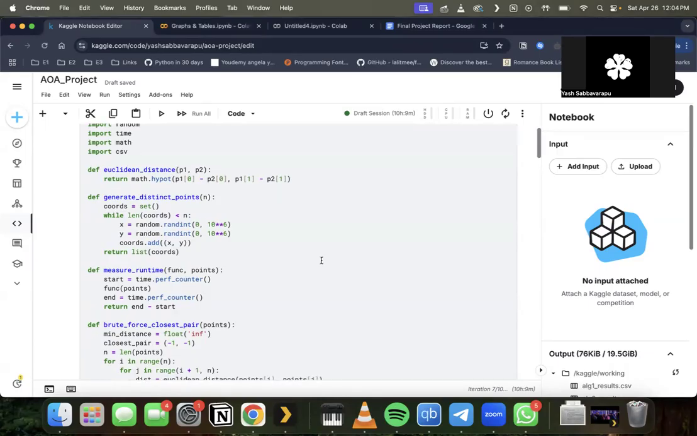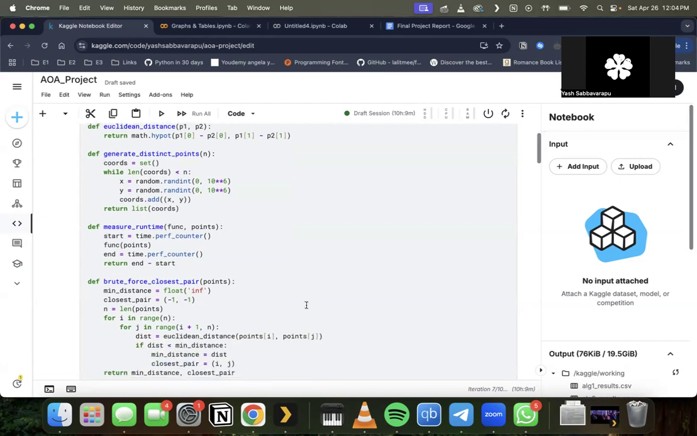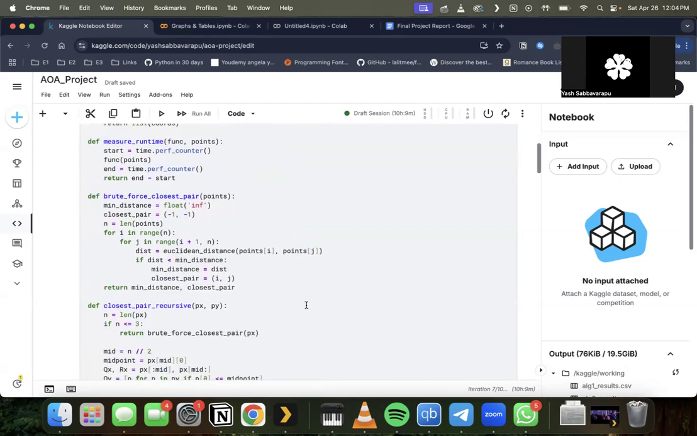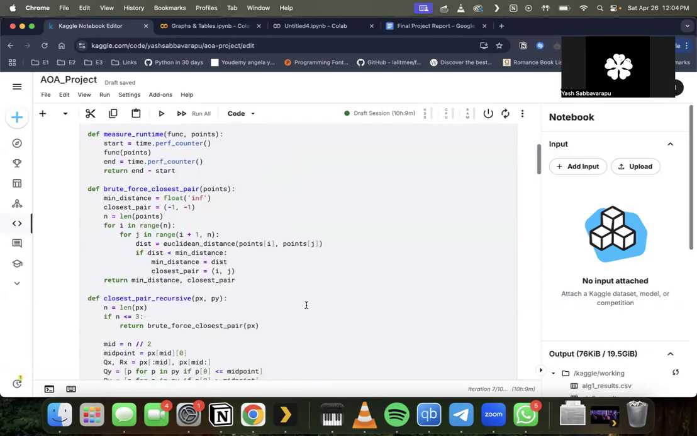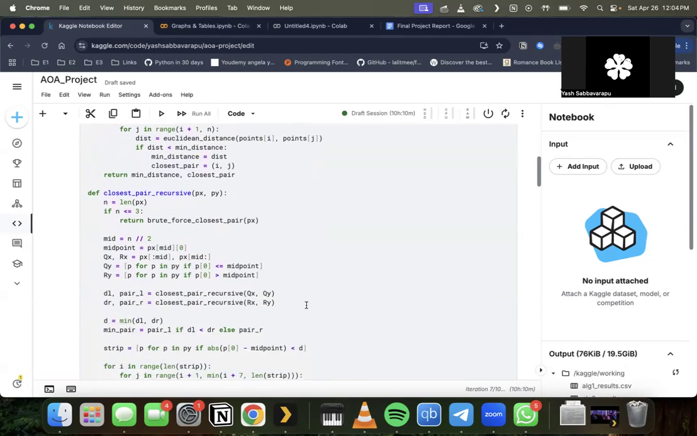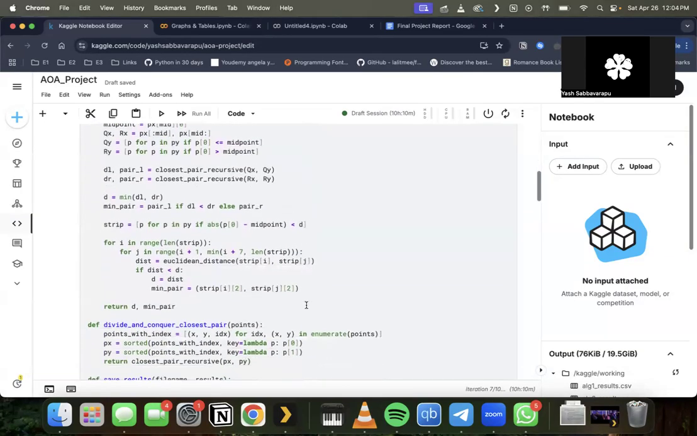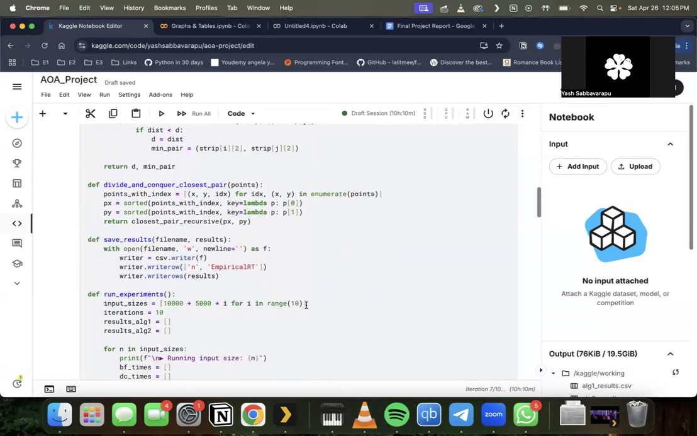The algorithm has time complexity of theta of n squared, meaning its runtime grows very rapidly as the number of points increases. I also implemented the divide and conquer method, which is a recursive strategy and achieves a time complexity of theta of n log n, which makes it more efficient for large data sets.